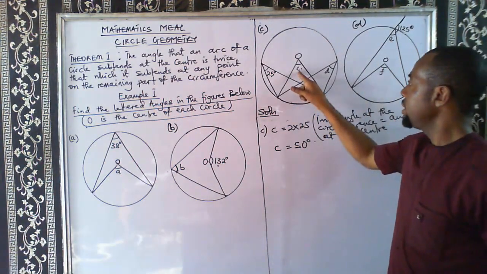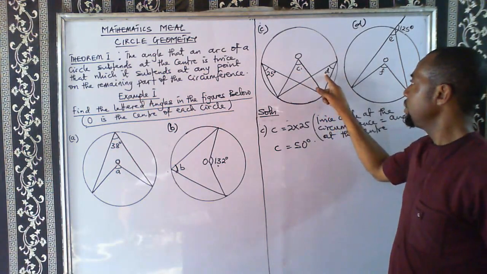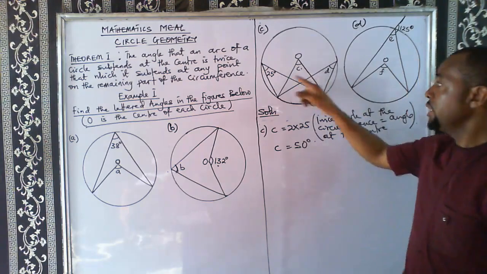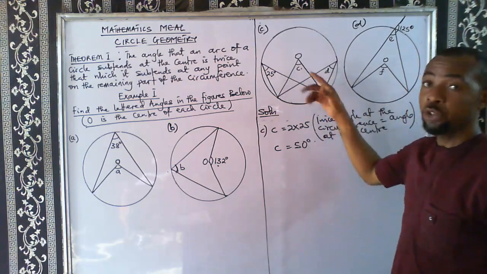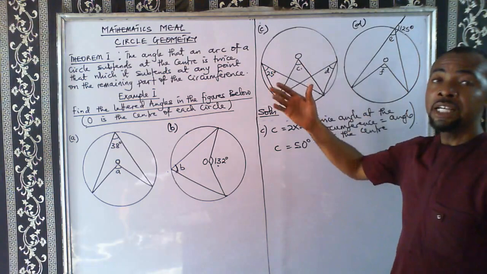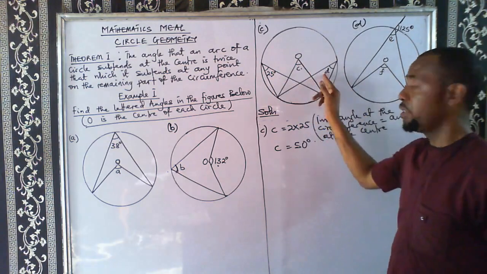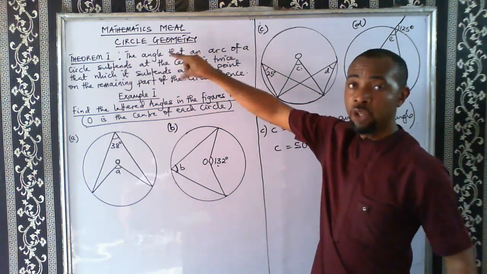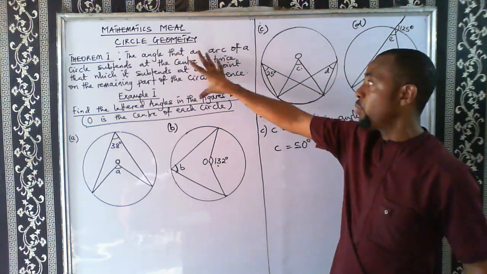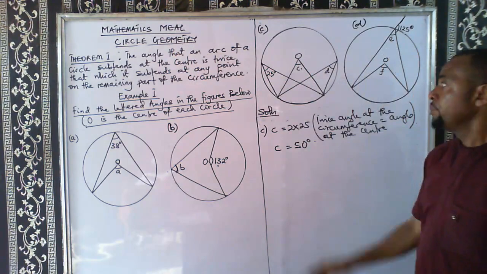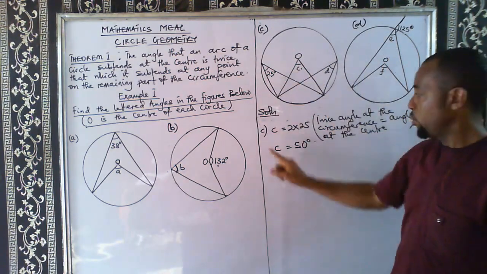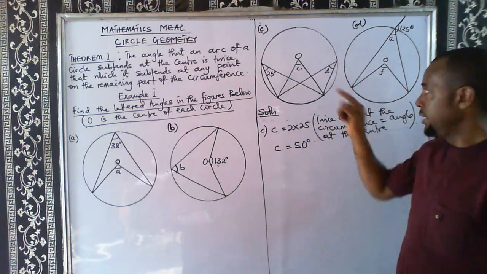We can use this C to check the relationship between C and what? D now. These are the circumference, these are the circumference. Although there is another theorem that can connect these two directly, we are not going there yet because our interest is on this particular theorem. Everything we are doing is on this. So these are the center, these are the circumference. We know C already as what? 50 degrees.